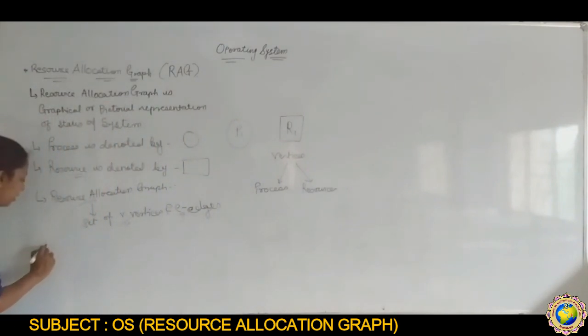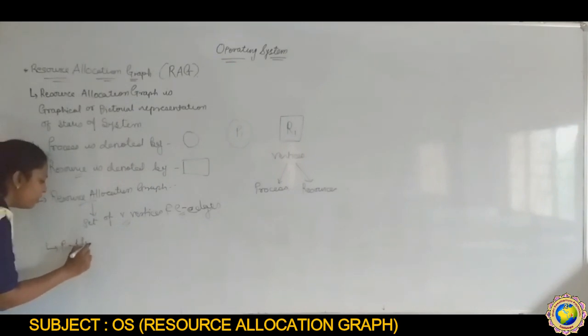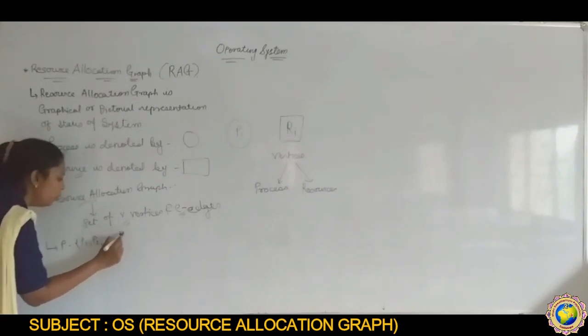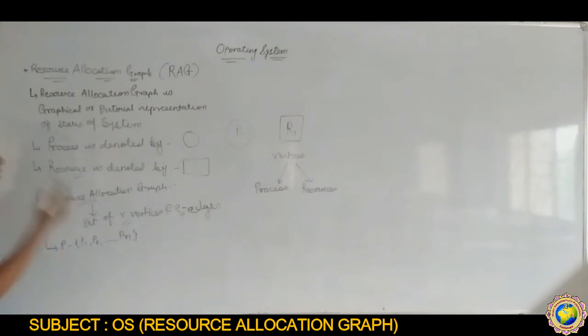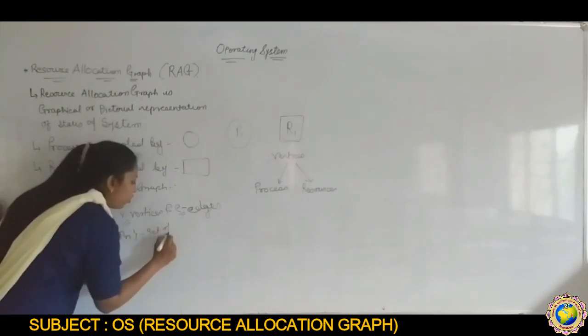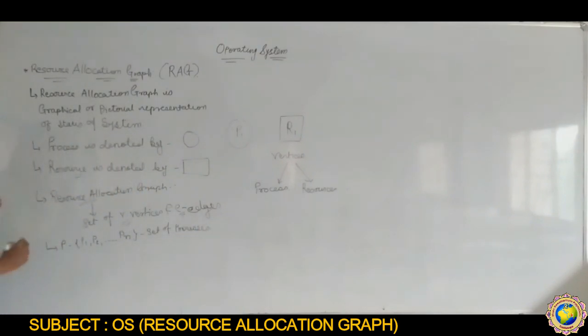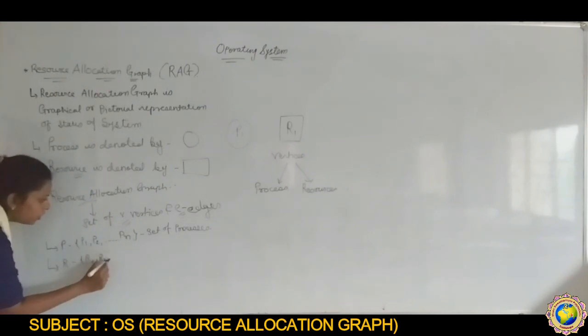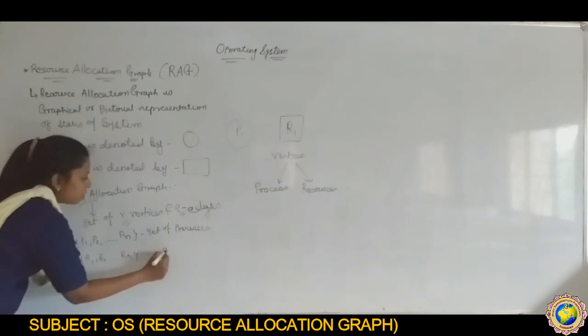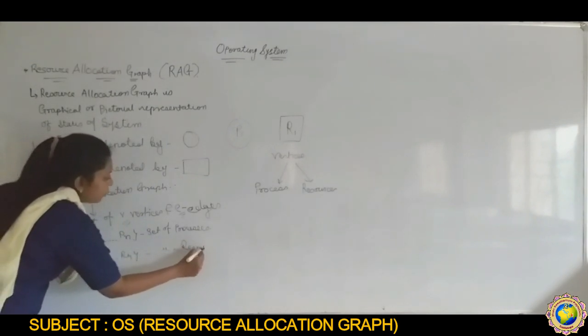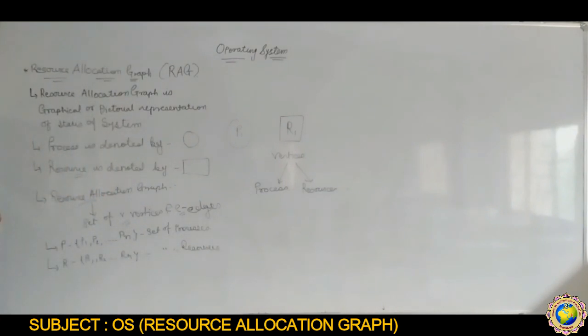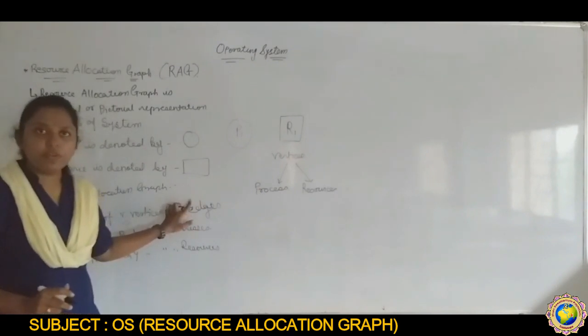P denotes the set of processes P1, P2 up to Pn. And R is a collection of resources, a set of resources. So this is nothing but a resource allocation graph, right?